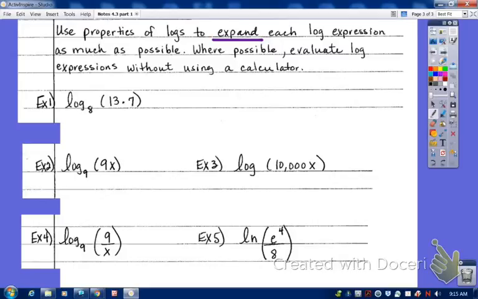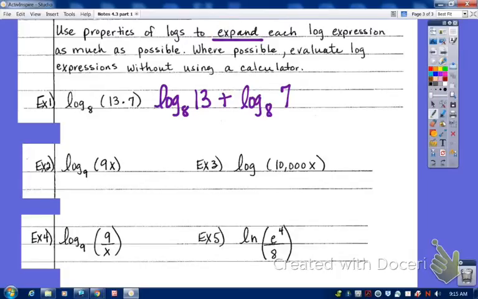So in example 1, 13 is being multiplied times 7. So I'm going to use my product rule, and I'm going to expand this into two logs. Log base 8 of 13 plus log base 8 of 7. So if it's a log of two things that are being multiplied together and they're telling you to expand, you're going to expand that into two logs that are being added. If you're multiplying, you add the logs.